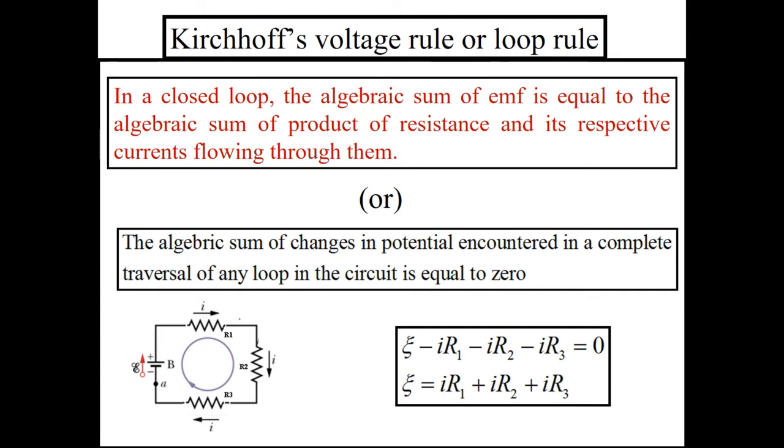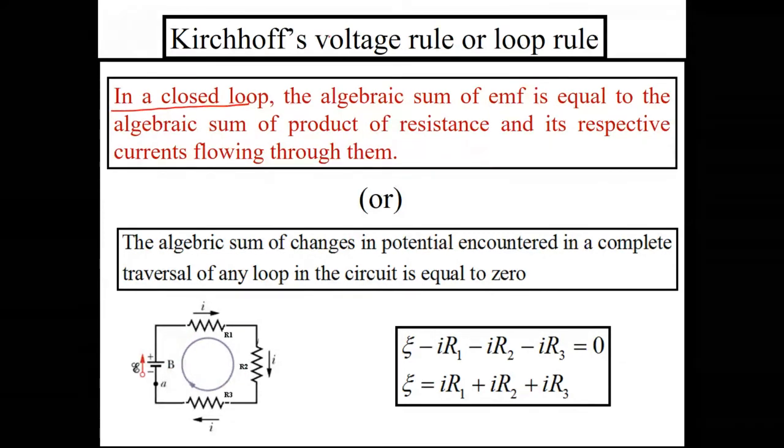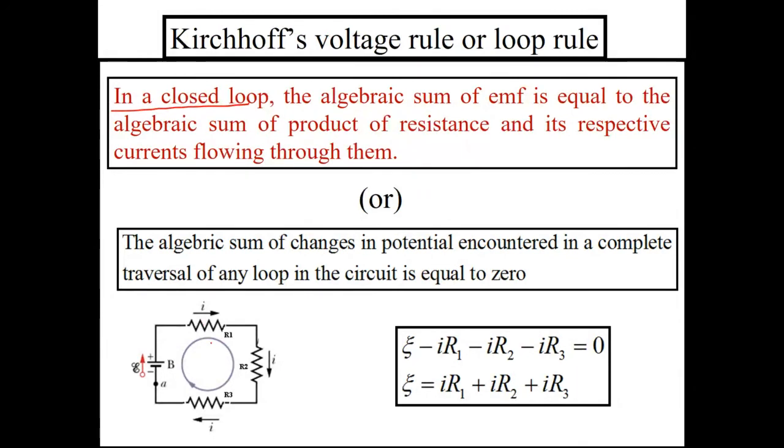In a closed loop, see the circuit diagram. My dear, see this picture and please read word by word. It is a closed loop. You can see I have a battery and I connected one resistance, then a second resistance, and a third resistor, and then finally it is closed with the negative terminal. So this loop is completely closed. If you want to apply this voltage rule, your circuit should be a closed loop. If your circuit is open, you cannot apply it.